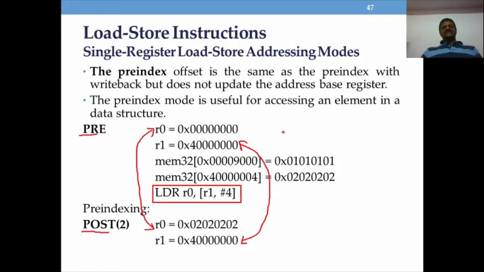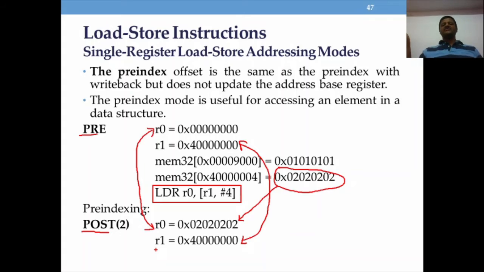In the previous case, pre-indexing with write back, the content of R1 is added with the offset constant 4, and whatever sum we get is stored in R1. But here, carefully observe that it will add the content of R1 to the constant 4. So from the effective address, it will copy the data to the destination register R0, but the content of R1 does not alter, so there is no change in that. It remains at the same base. There is no change in the base register.